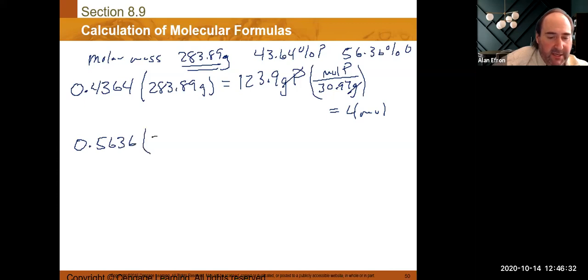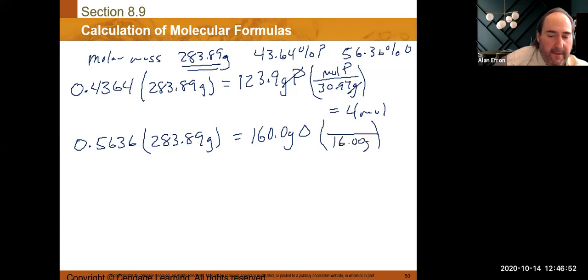We could do the same thing for our oxygen, which would be 0.5636, 56.36% oxygen. Again, the whole thing's molar mass. And what that would give us is 0.5636 times 283.89 gives us about 160 grams of that is oxygen. We then could use the molar mass of oxygen. And if we do that, we end up with 10 moles. So what we just calculated is the molecular formula, P4O10.